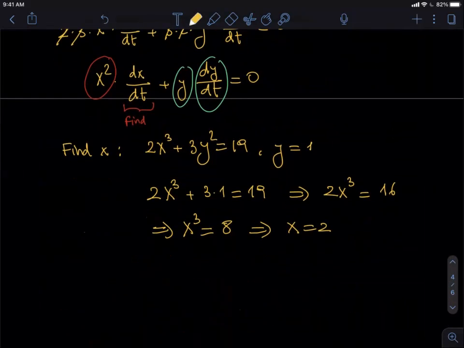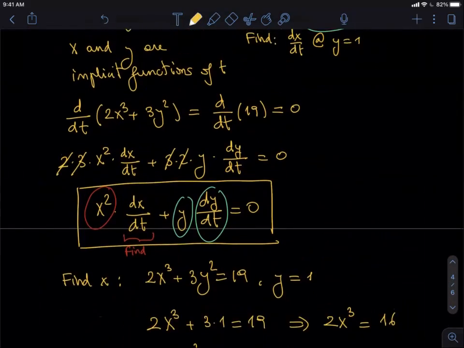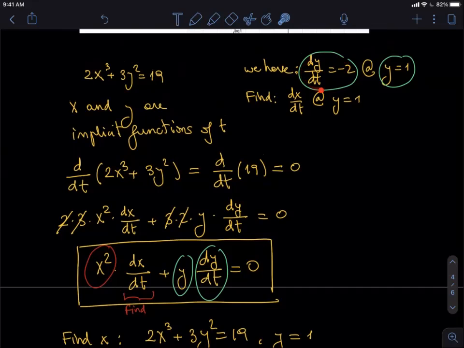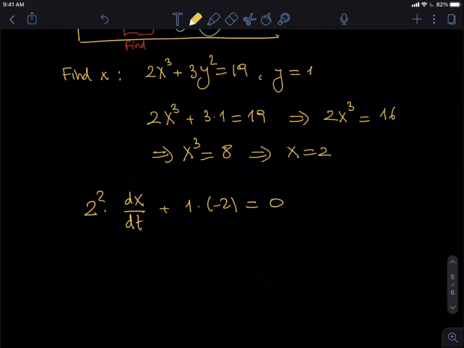All right, so going back to this relation that we found, we have that 2^2 times dx/dt plus y equal 1 times dy/dt, which we said was negative 2. Here we have it, right? Times negative 2, and this must be equal to 0. So we are set. So this is dx/dt equals 2 divided by 2^2. So that's 1/2. So the final result is dx/dt equals 1/2.